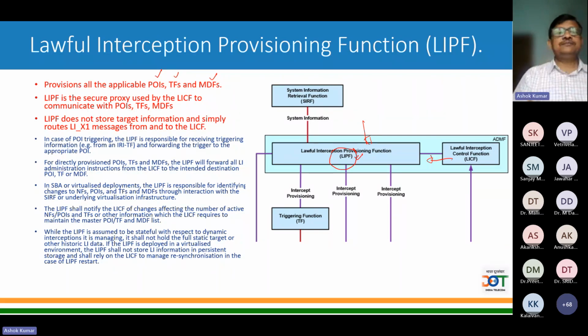So when it has to provision all the network functions, there will be certain POIs which will be directly provisioned, and there will be certain POIs which cannot be provisioned directly. So the corresponding trigger function is provisioned for that purpose. This is the way a particular network function can be provisioned by LIPF.